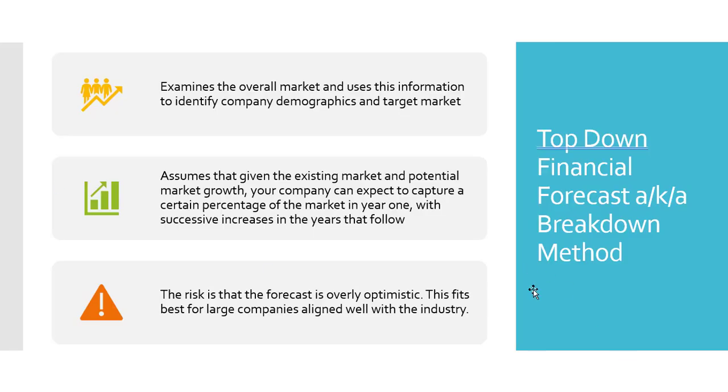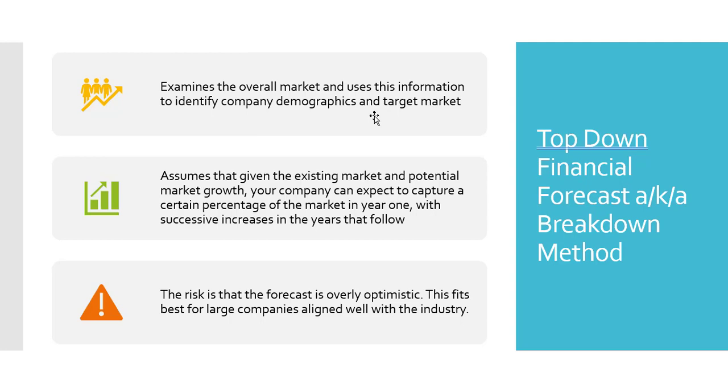Now the first one we'll do is the top-down financial forecast, and this is also known as what's called a breakdown method. Okay, and what it does is it goes out and it looks at the overall market. So let's say that you're an insurance company, okay, and insurance is expected to increase by 4% next year, and that would be a national number. Okay, so it examines the overall market and uses this information to identify company demographics and a target market.